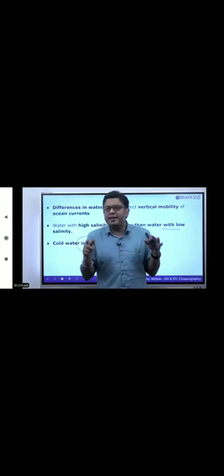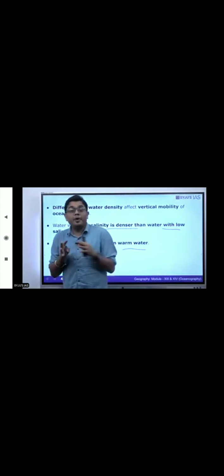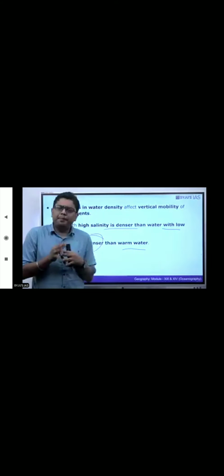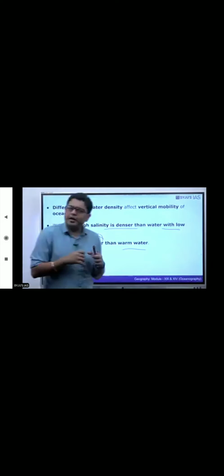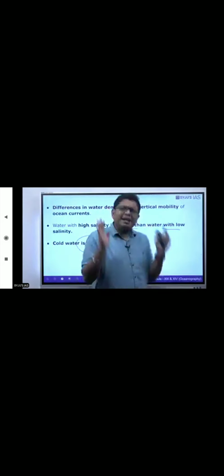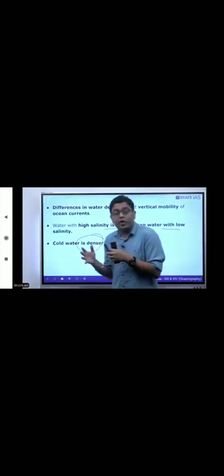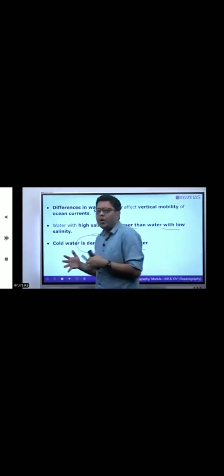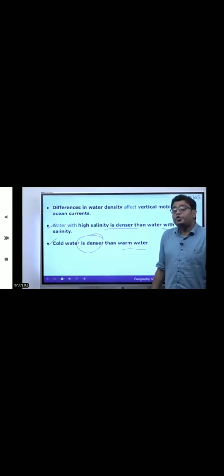Even though it will have a higher salinity, still the volume will be more because the temperature is higher. Now suppose water is very, very cold, but it has very little salinity. Still, when compared to another water which has high salinity, its density will be slightly lower. So both these factors are at play together.